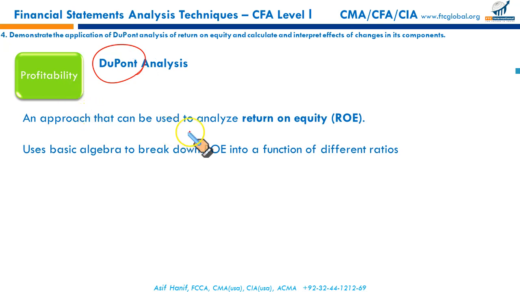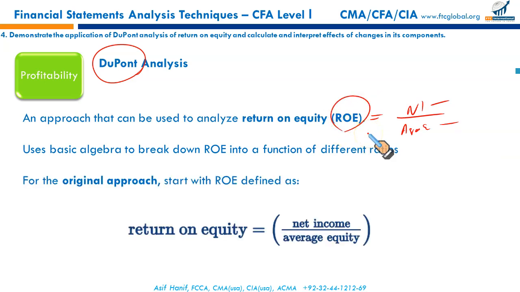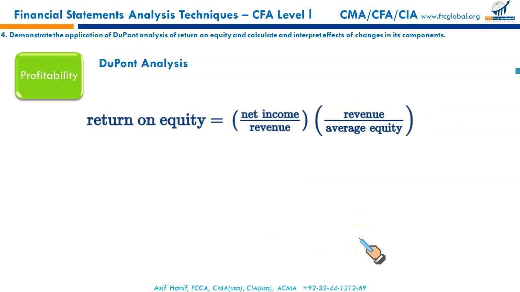So it's an approach that can be used to analyze the return on equity, because we know return on equity is simply net income upon average equity. What if we decompose net income and average equity, and then we see what are the different elements from the financial statement that affect return on equity? So let us take first the basic one. Return on equity is net income upon average equity. Let us break this down into two parts.